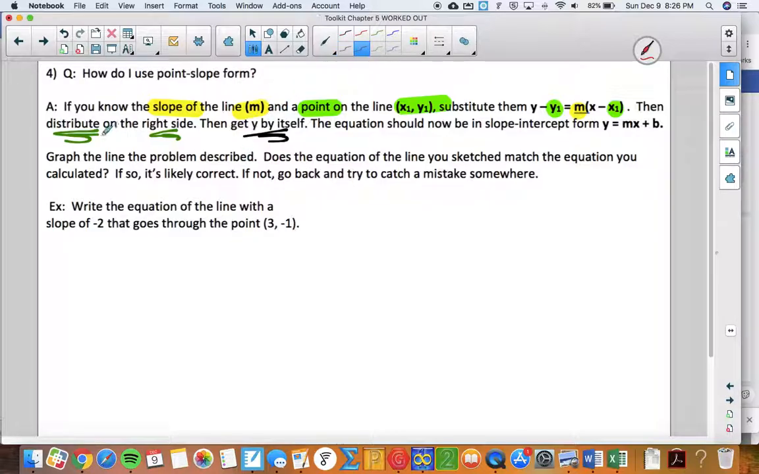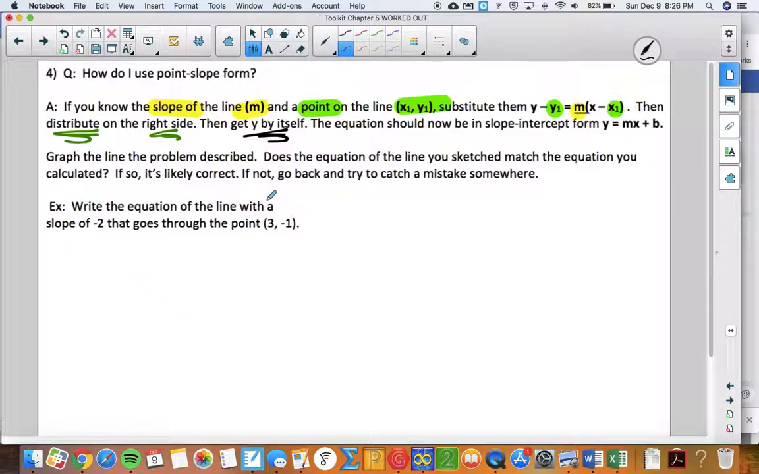And by the way, the cool thing about this is you can graph the line in the problem described. And you should see that the equation that you get by doing the algebra should match the equation of the line that you graphed. And if it doesn't, it means you made either an algebraic mistake or a graphing mistake. It's pretty sweet when the two things match up. It means you're very likely 100% correct. Likely.